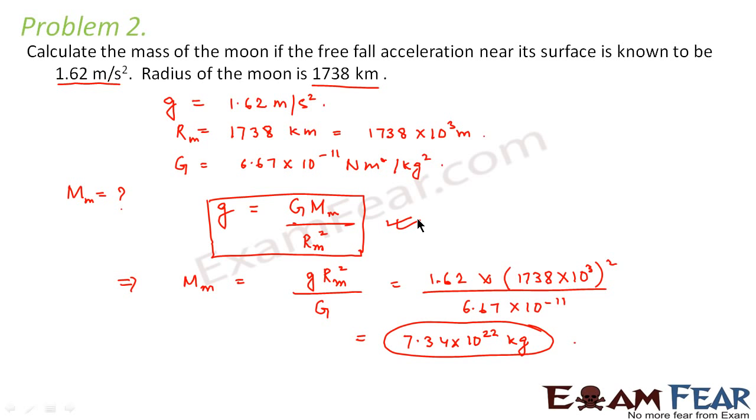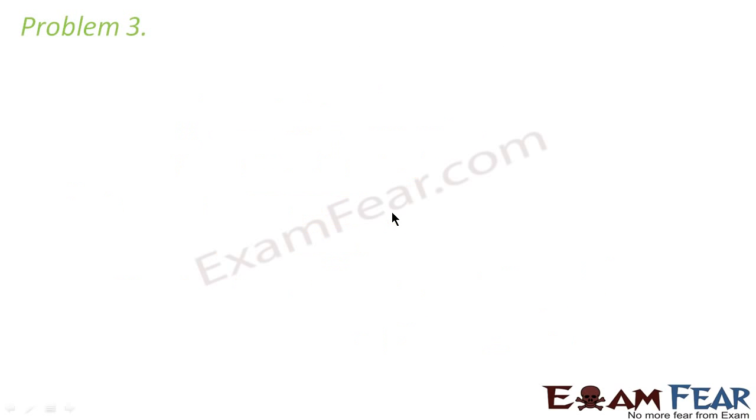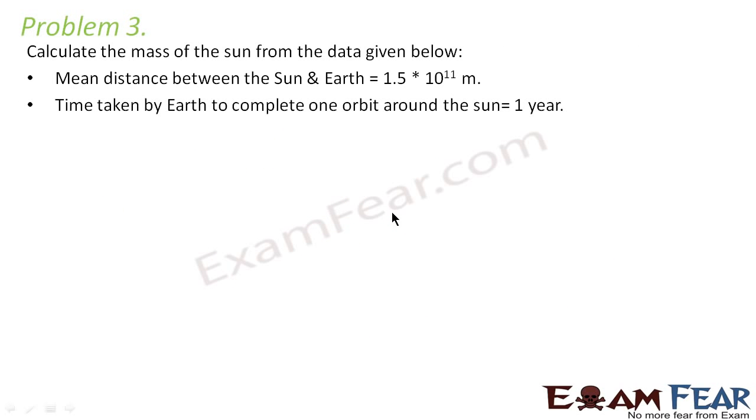So I hope it is clear to you how we apply the formulas which we studied some time back. Now we will look at yet another problem. Problem 3 says, calculate the mass of the sun from the data given below. So we have to calculate the mass of the sun. The mean distance between the sun and the earth is 1.5 into 10 to the power 11 meters. The time taken by the earth to complete one orbit around the sun is equal to 1 year.